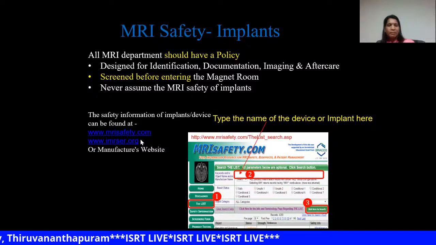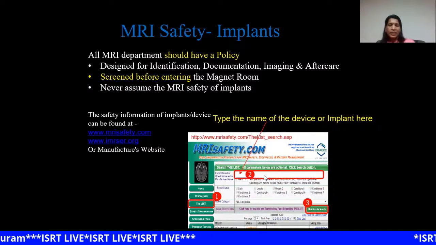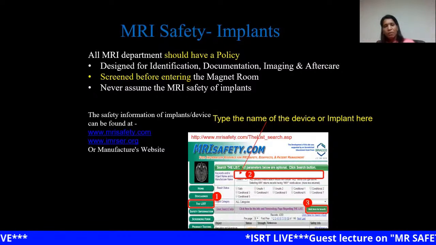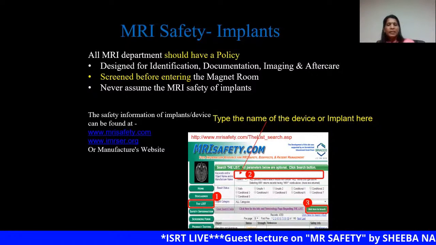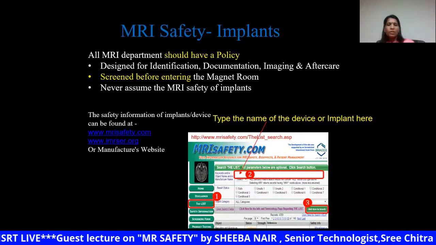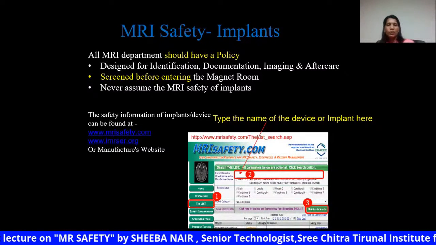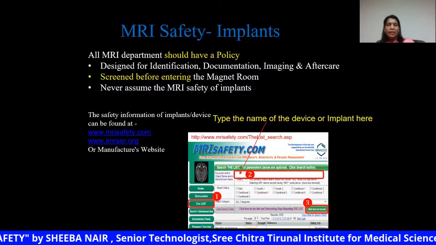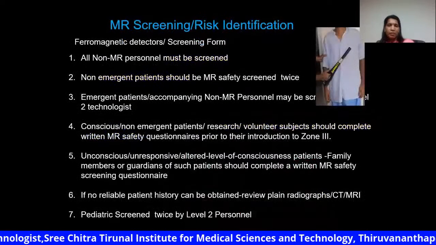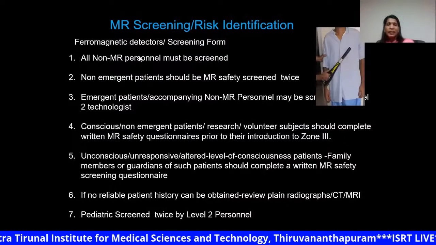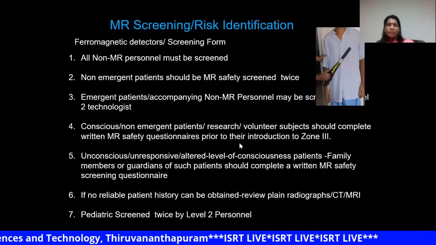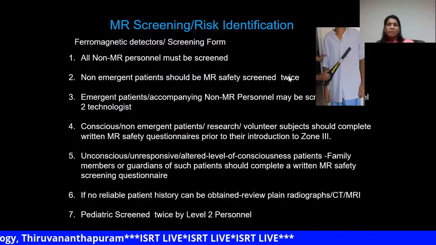We can just go to mrsafety.com and type the implant details there. Then we can find out the make and model of the implant, and see whether these devices are compatible. Also, we can refer to the manufacturer instructions for performing MR scanning for a patient with such implants. So the screening and the ferromagnetic detectors are the most important steps for identifying a risk in patients with implants.